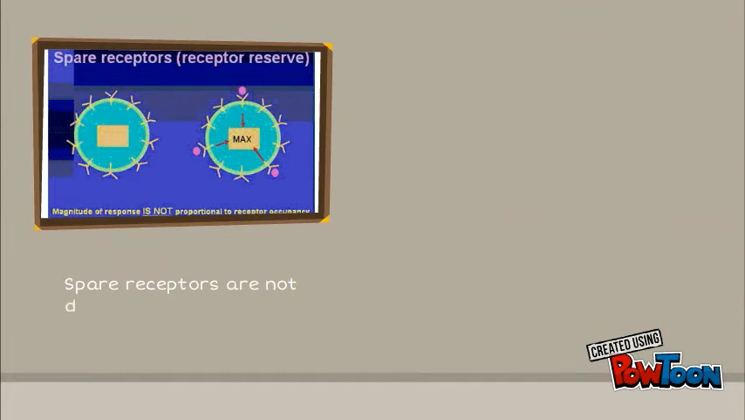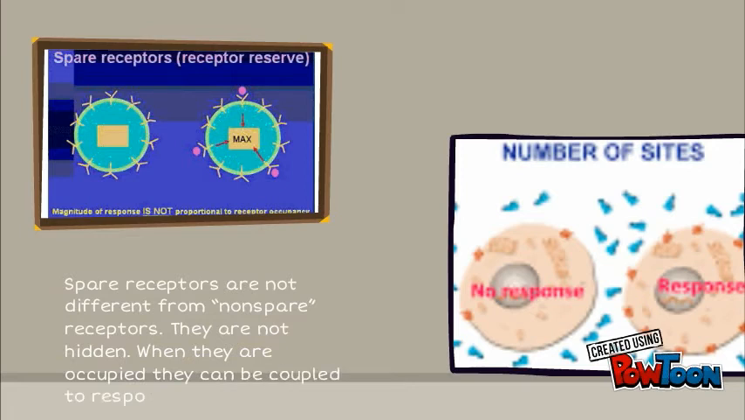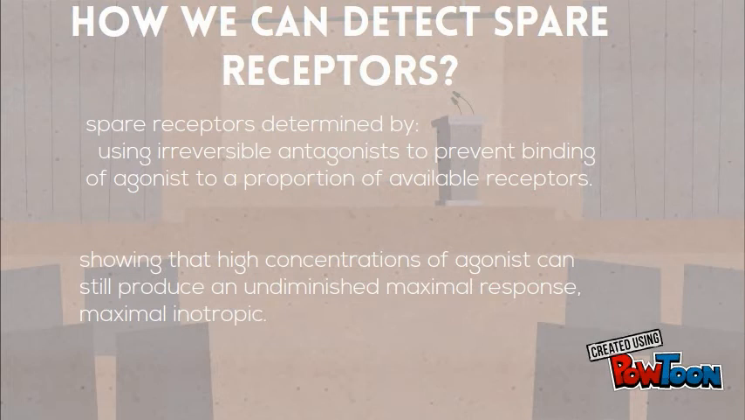Spare receptors are not different from non-spare receptors. They are not hidden. When they are occupied, they can be coupled to response. Spare receptors are determined by using irreversible antagonists to prevent binding of agonists to a proportion of available receptors, showing that high concentrations of agonists can still produce an undiminished maximal response.